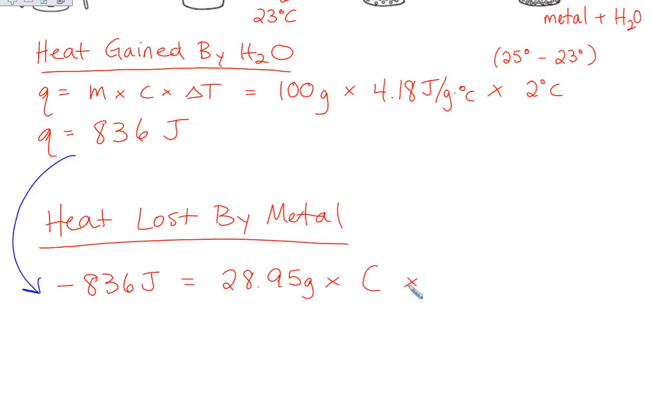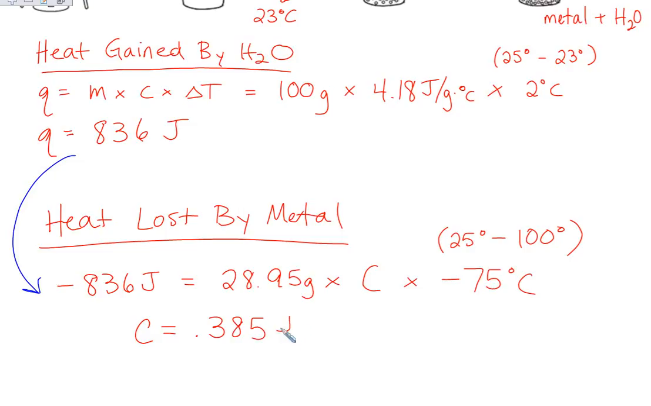Temperature change for the metal. Final minus initial, negative 75 degrees Celsius. How did we get negative 75? Well, the final temperature was 25, the same as the surrounding water. The initial was 100. Final minus initial gives us a negative temperature change, which is totally fine. If we plug this in our calculator then and solve for specific heat, it is usually a positive value. Let's say 0.385, and this would be joules per gram degree Celsius.